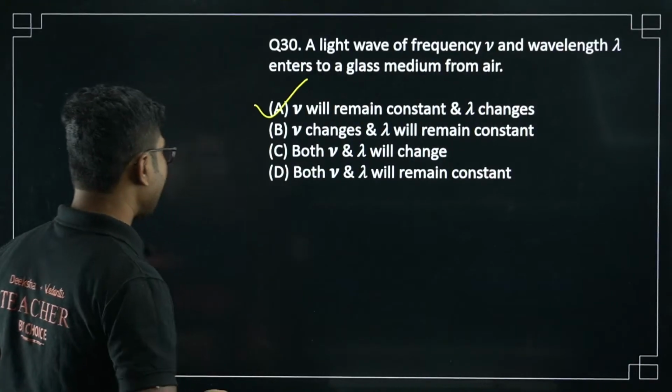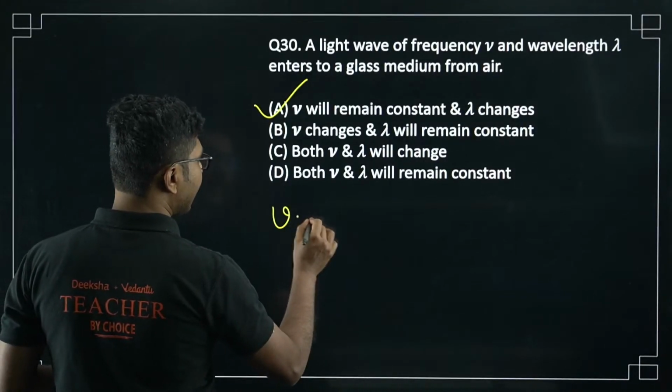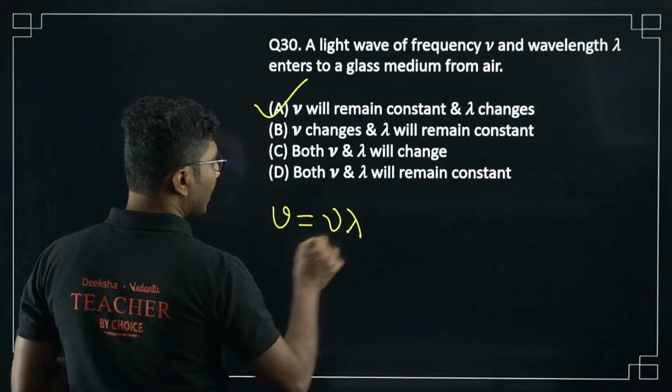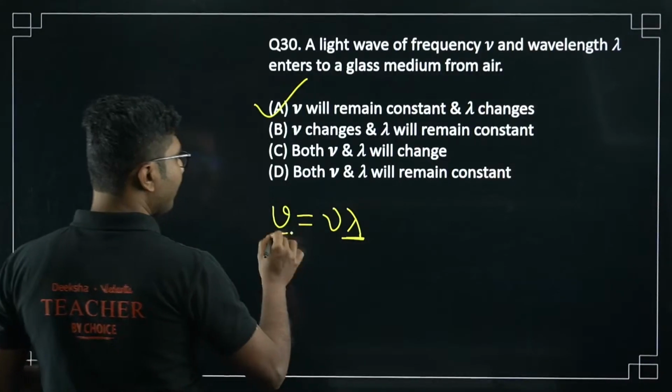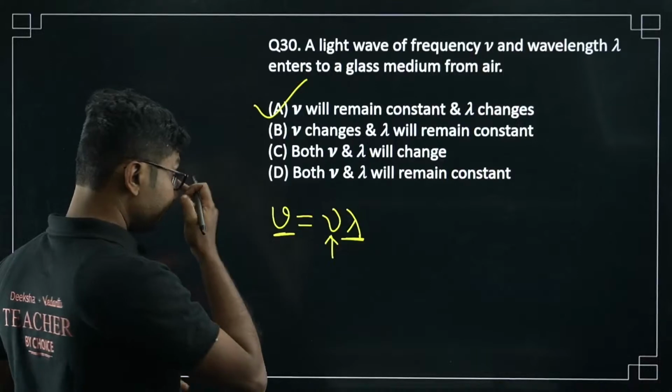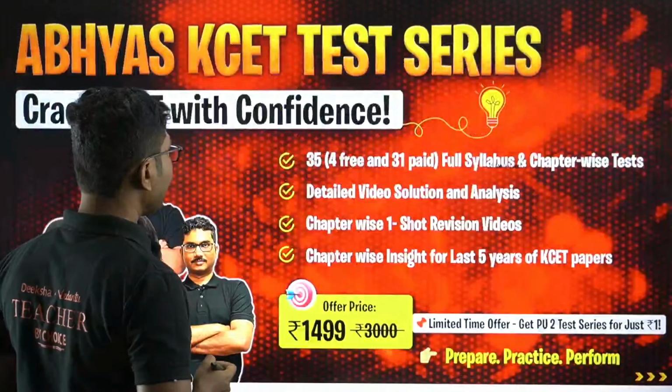And if you remember, there is another equation, V, that is speed of light, is basically nu into lambda. So lambda will change, V will change, but nu will remain constant. So you have to be careful about it.